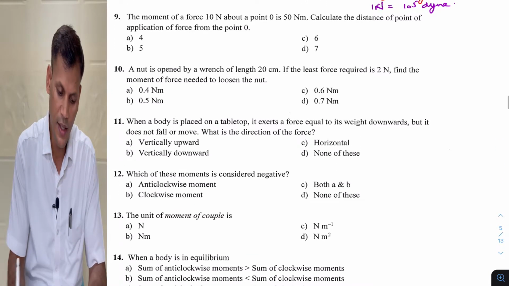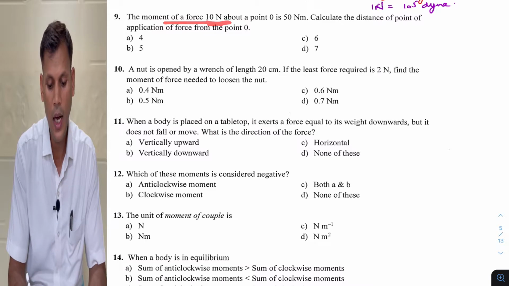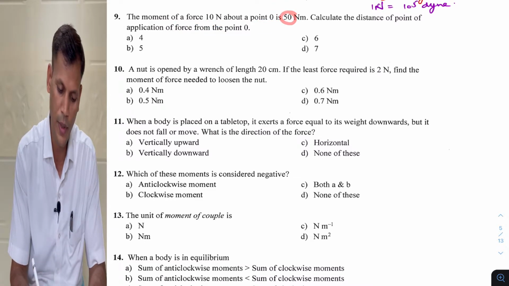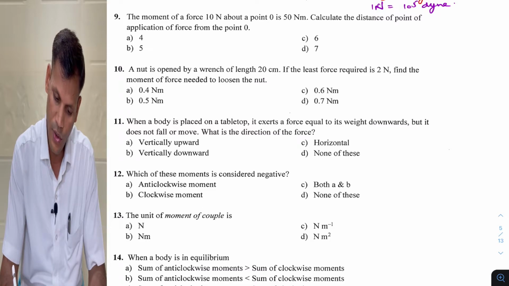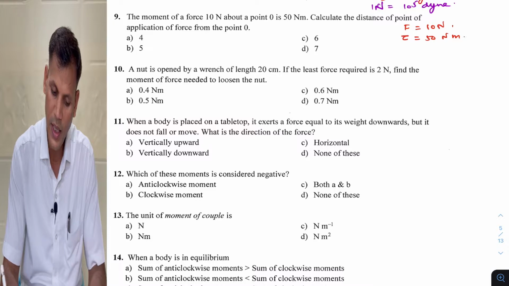Next question is here, of moment of force. The moment of force of 10 Newton about a point O is 50 Newton meter. So it is given F is equal to 10 Newton. And moment of force, which is represented by tau, is 50 Newton meter. Calculate the distance from point O.